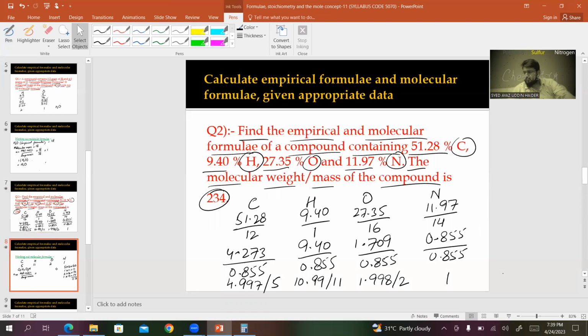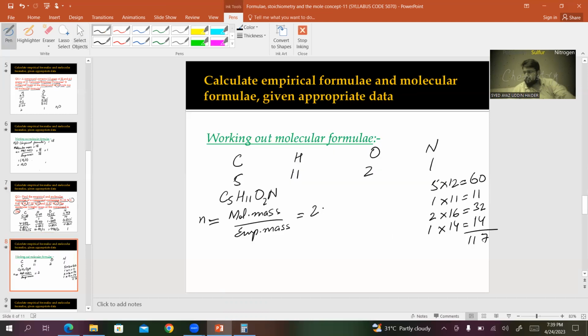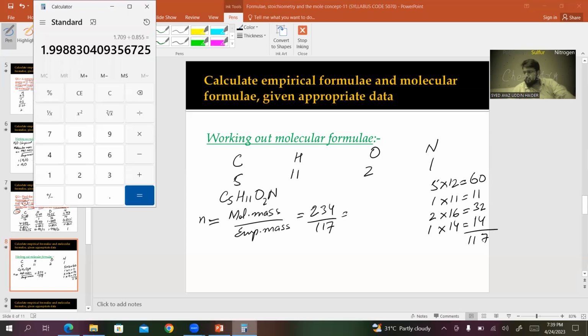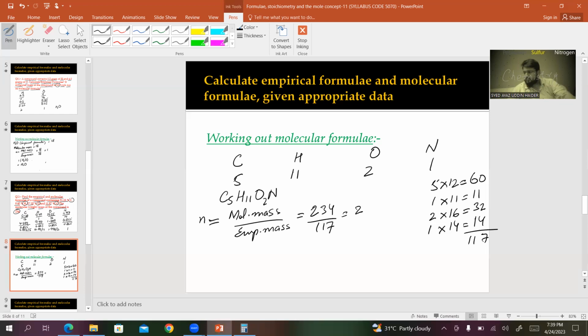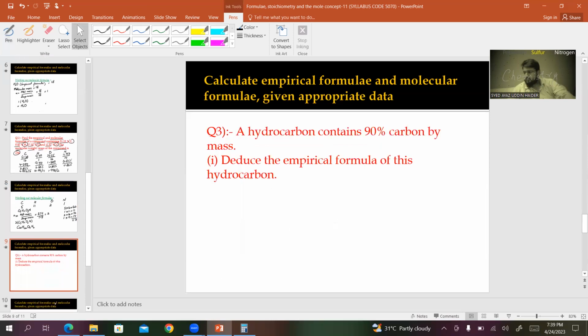Molecular mass is 234. So 234 divided by 117, we will get 2. Multiply this number by each number of atoms in this empirical formula, C5H11O2N. We will get C10H22O4N2. This will be the molecular formula, the final molecular formula for this compound.